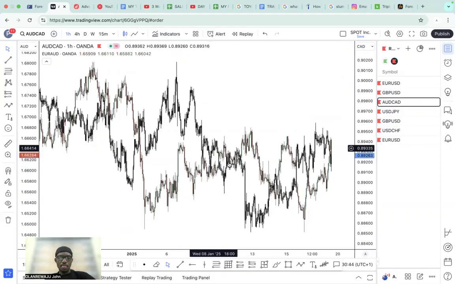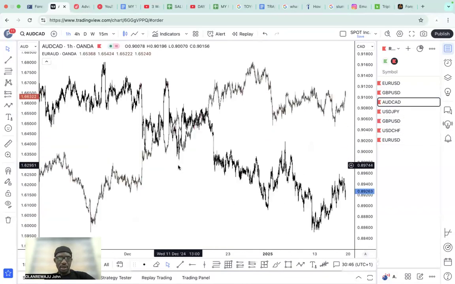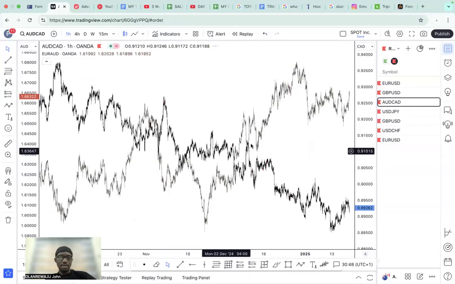Great. When you look at it very well, can you see that when one is buying, the other is selling, and when one is selling, the other is buying? What this simply means is that imagine you now have AUD CAD and Euro AUD on your charts, and you are buying one and buying the other one too. Definitely one will hit stop loss, one will hit TP, and sometimes both may even hit stop loss.